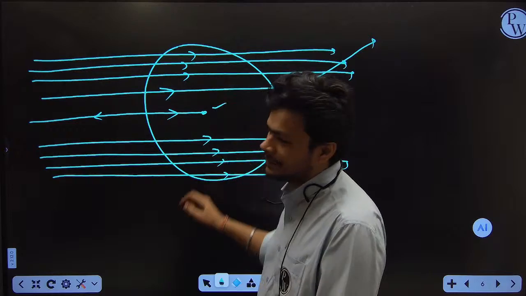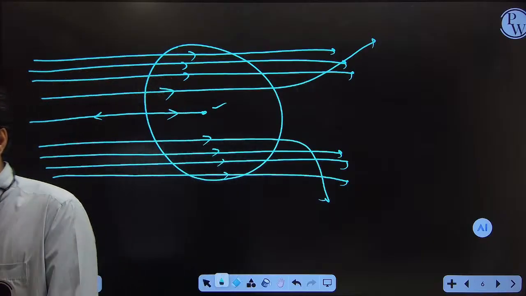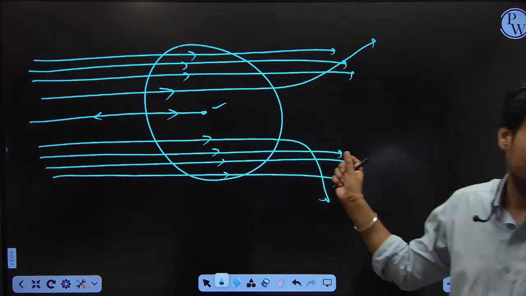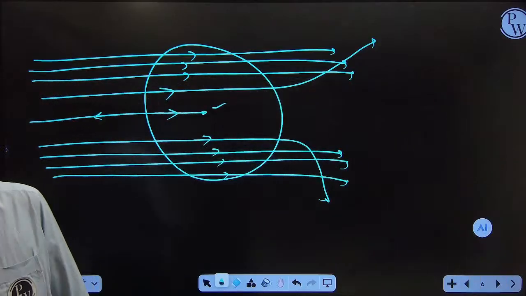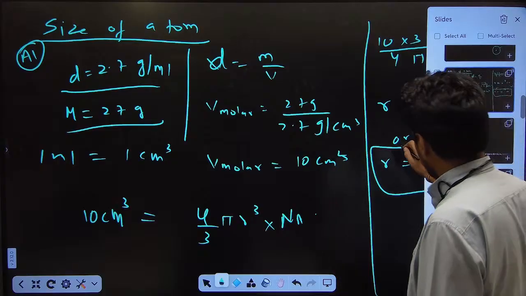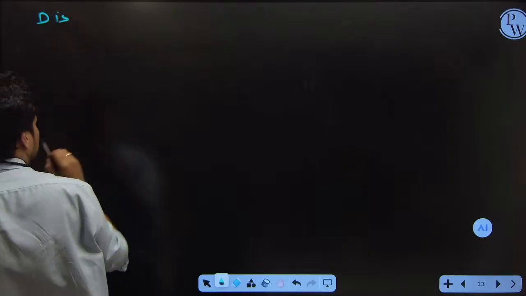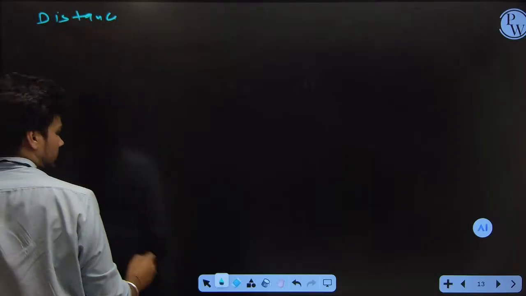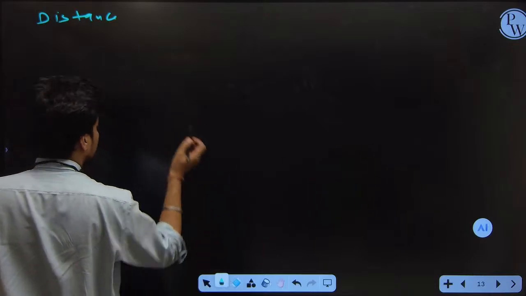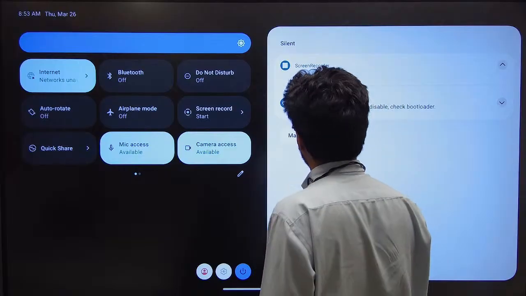We just have to look at this one, right? If I can find this at the moment of collision, then whatever the distance is, that will be approximately the size of the nucleus, or the radius of the nucleus, right? Correct. So that's the next thing we do. The size of the nucleus is this distance of closest approach. What is this?